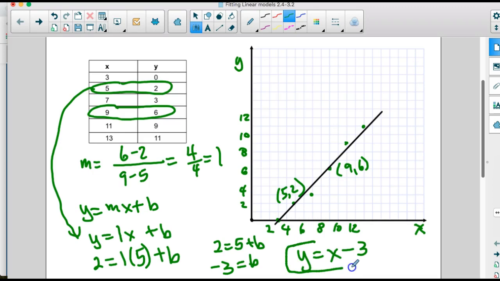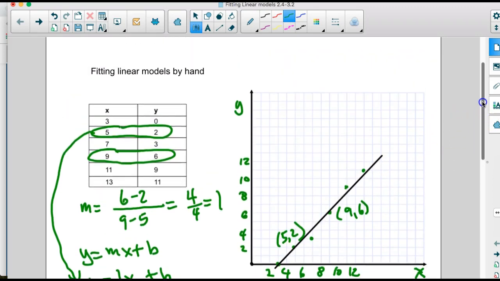This is my model. Now it's a pretty good fit, but it's not going to fit every data point, so that would just get us close to the data points that we have listed here. So that's using a hand method. You graph it by hand, you find some data points that fit on your hand graph, and you use your slope equation and your slope-intercept equation to find the equation of the line.